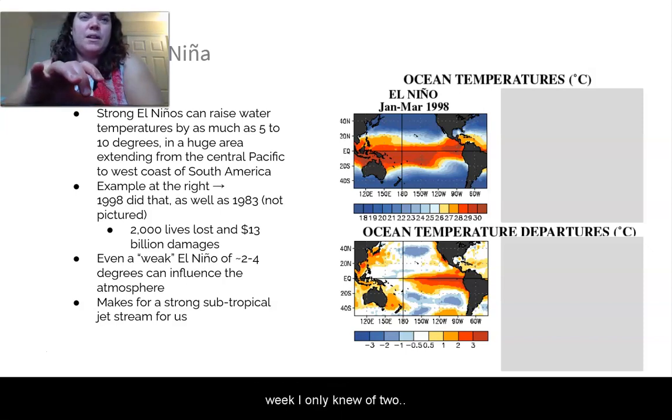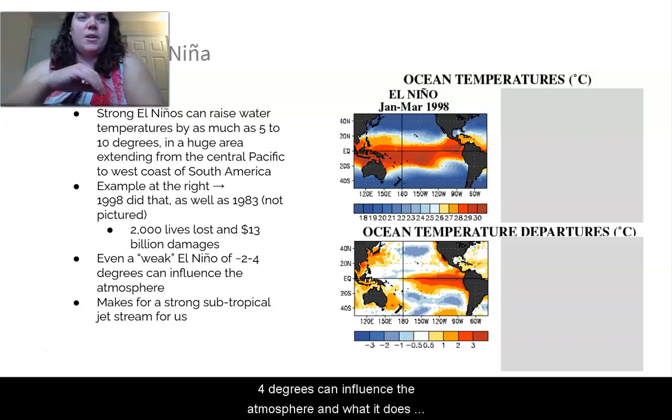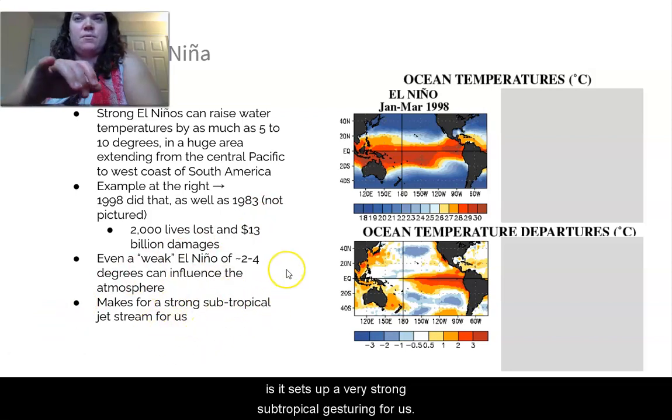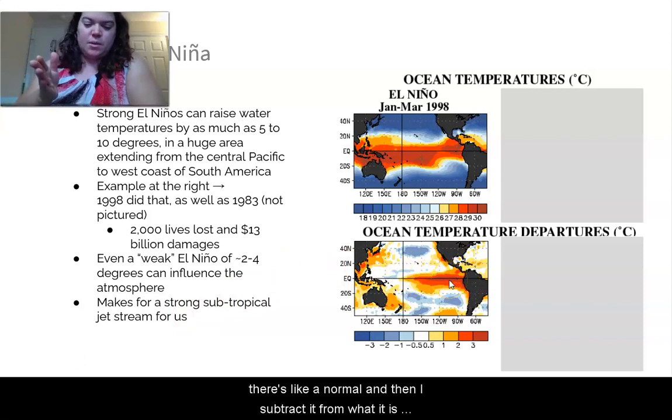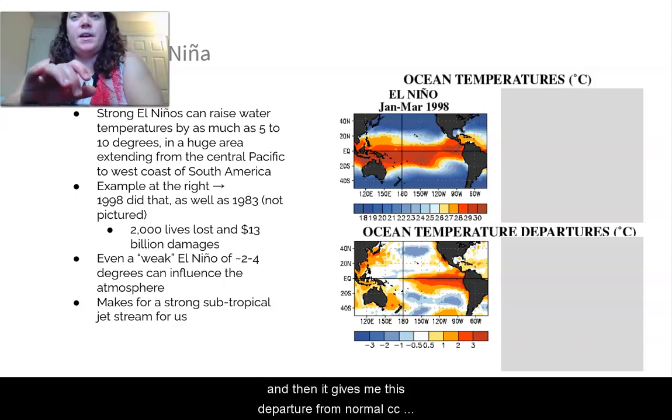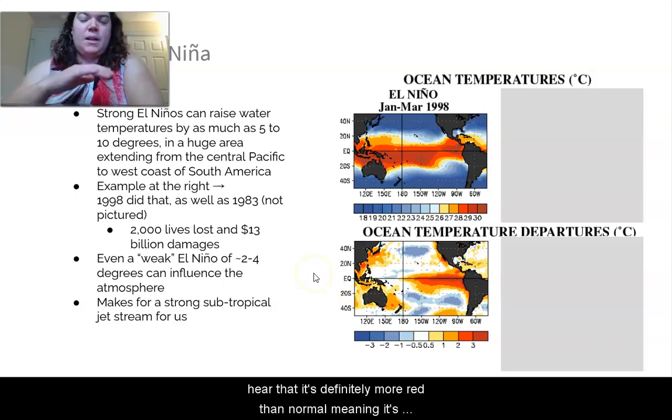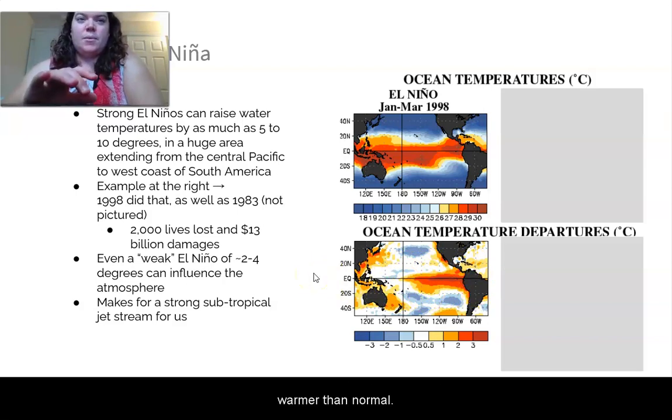So even a weak El Nino of 2 to 4 degrees can influence the atmosphere. And what it does is it sets up a very strong subtropical jet stream for us. These are surface temperature differences. So there's a normal, and then I subtract it from what it is, and then it gives me this departure from normal. So you see here that it's definitely more red than normal, meaning it's warmer than normal.